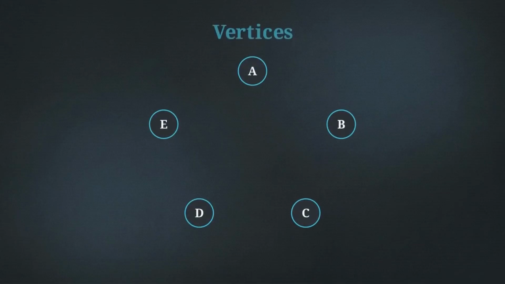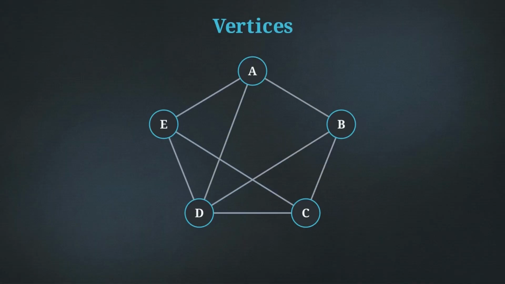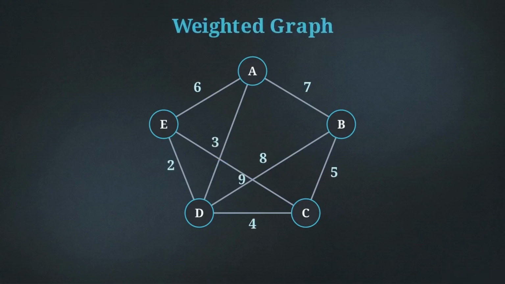To solve this mathematically, we modeled the network as a graph. A graph is simply a collection of points, called vertices, and the connecting lines between them, called edges. In the real world, connections are rarely equal. Laying pipe through a mountain costs more than laying it across a flat plain. We represent this variance by assigning a numerical cost, or weight, to every edge. This creates what we call a weighted graph.